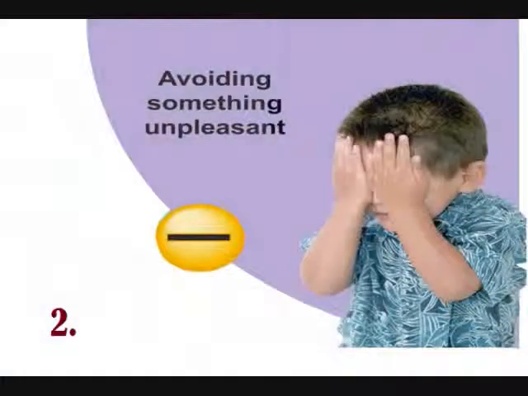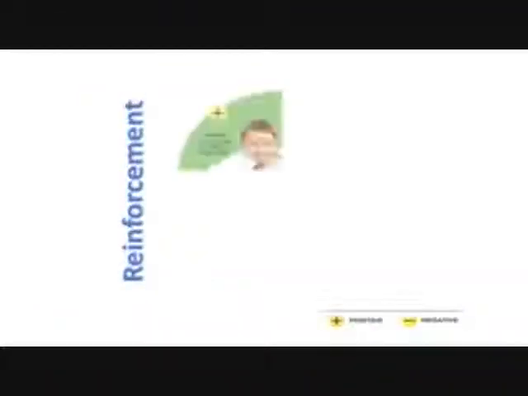The second is negative reinforcers. These strengthen a given response by removing an unfavorable outcome after the display of a behavior. In the picture, the boy covers his face because he's afraid of the dark, so he's given a nightlight from his favorite cartoon character.